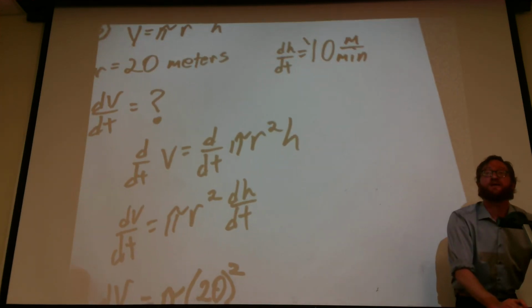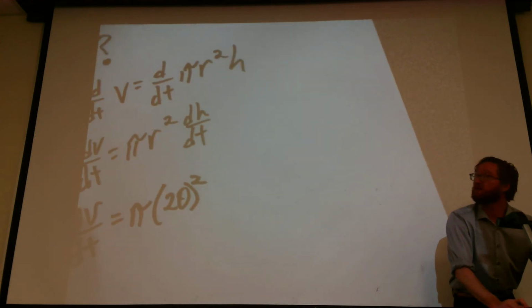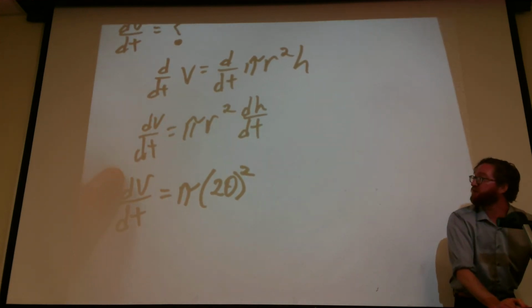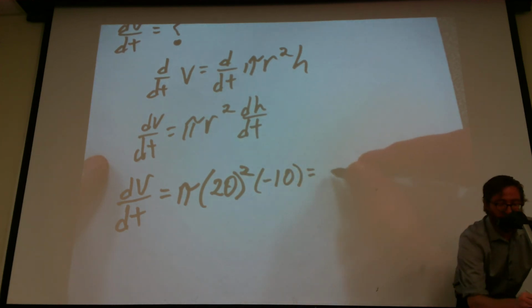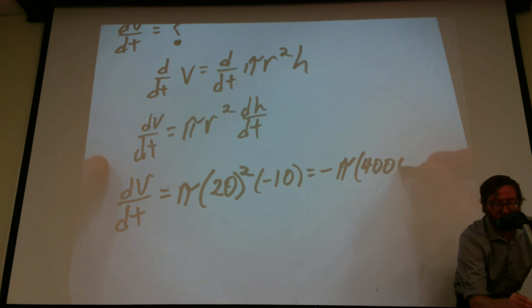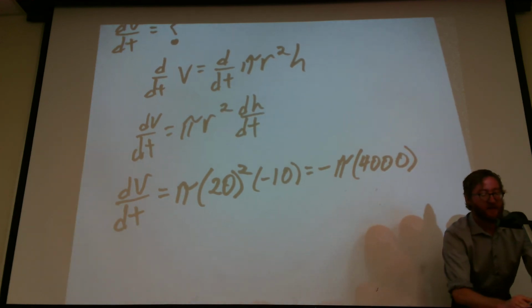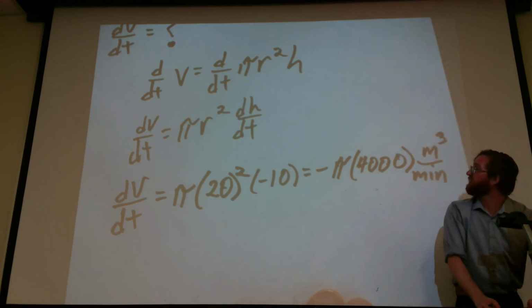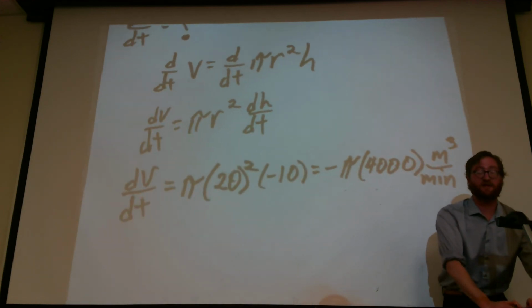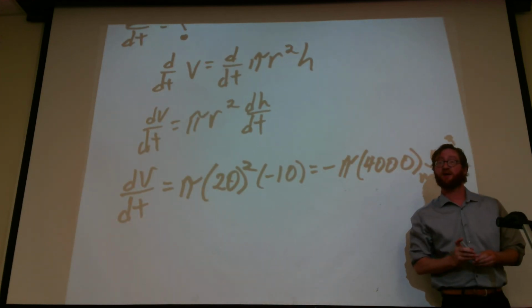At this point of the problem, this is going to be multiplied by negative 10. So this is going to be negative pi times 4,000. And now this is going to be meters cubed per minute. And that is how much of the liquid is actually leaking out of the bottom of the tank per minute.